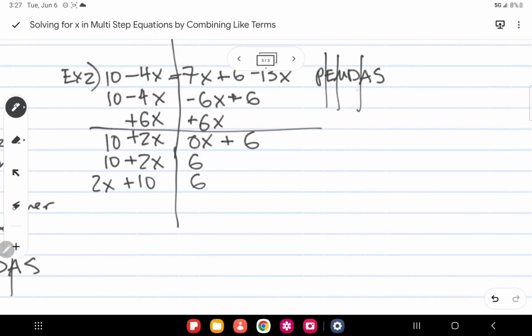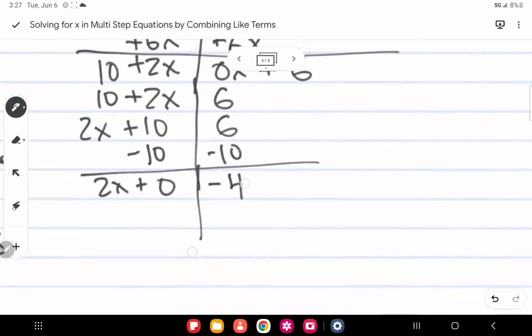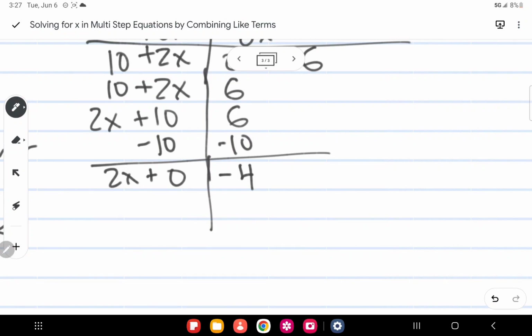Now, going back to PEMDAS, we're adding 10 to the variable. Opposite of addition is subtraction. So we will subtract 10 from here, and whatever we do on one side, we also do on the other. So 10 minus 10, that's just 0. And we're left with 2x. 6 minus 10, that's just negative 4. The 0 goes away, so we are left with 2x equals negative 4.